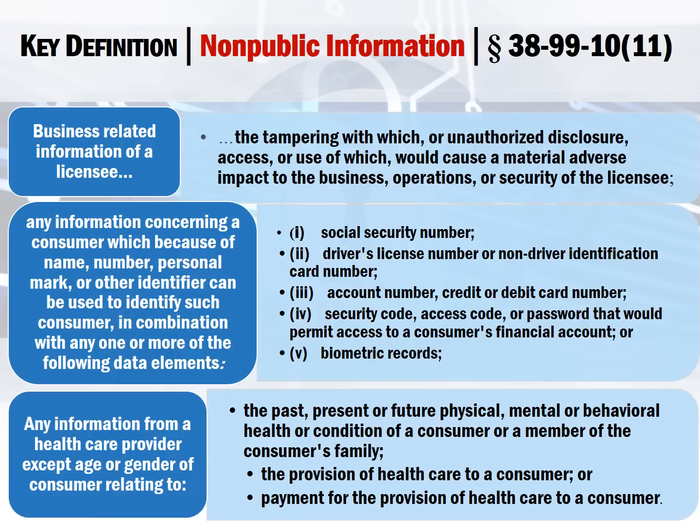The other two classifications are a little bit more intuitive when you think non-public information. And that second classification is essentially any combination of elements that could be used to identify consumers, such as a name plus social security number, name plus driver's license number, etc. And the third classification of information is basically a wide array of health-related information concerning a consumer.